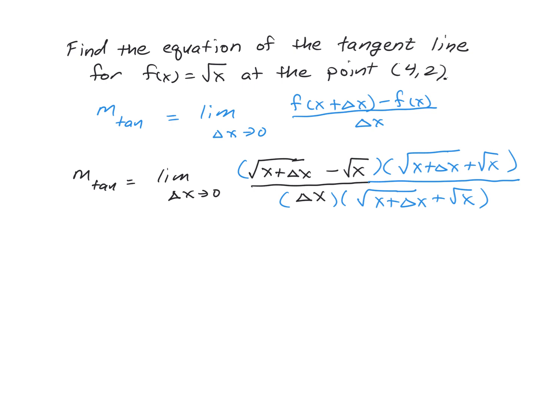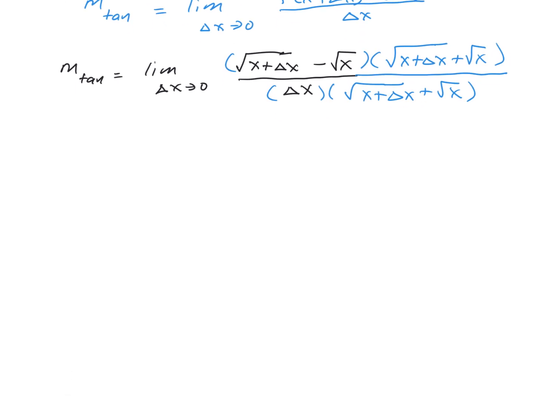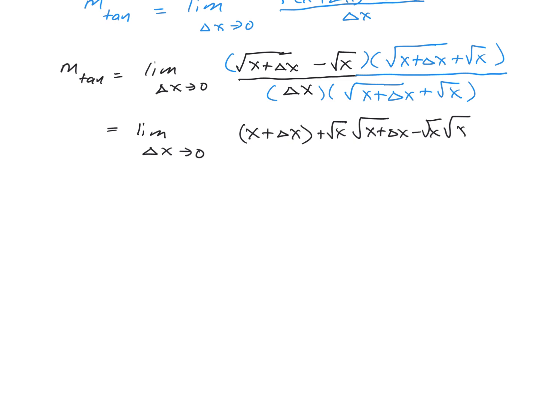Extend that fraction bar. All right, so now we're going to multiply, and we're going to have the limit as delta x goes to 0. Our first term is going to be just x plus delta x. And then we're going to have plus the square root of x, square root x plus delta x, minus square root x, square root x plus delta x, minus x. And we'll notice that those middle terms always cancel out in this process.